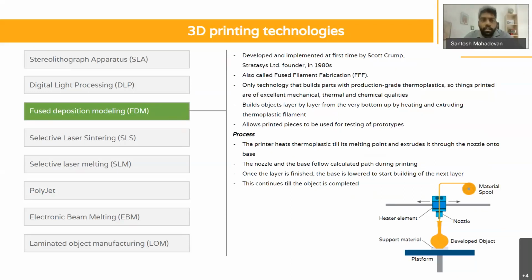Now, unlike the SLA and DLP methods, this is the only technology that uses production grade thermoplastics. I hope you are well aware of the difference between thermoplastics and thermosets, two of the three classifications under polymers. You must be aware that there are thermoplastics, thermoset polymers, and elastomers, which is what you find in rubber bands.